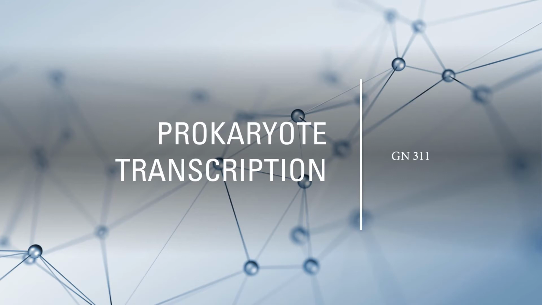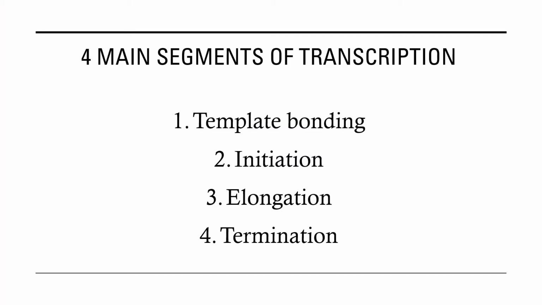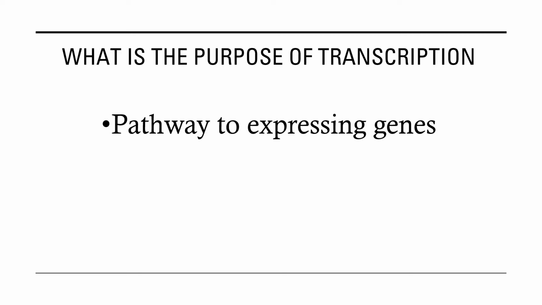Today we're going to be talking about transcription in prokaryotes. There are four main steps in the process of transcription. The main purpose of transcription is that it's just another pathway to be able to express genes. I'm going to be using pipe cleaners and other craft supplies so that you can easily follow along if you would like. First, we're going to start with template binding and initiation.